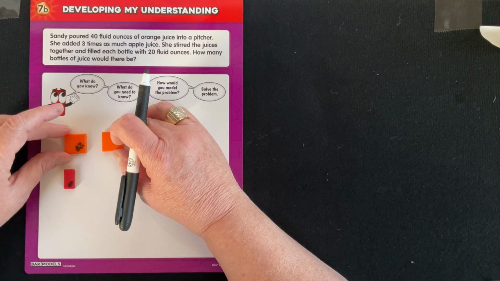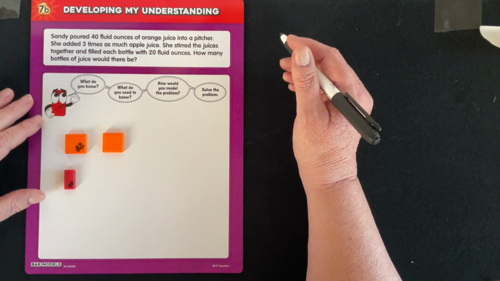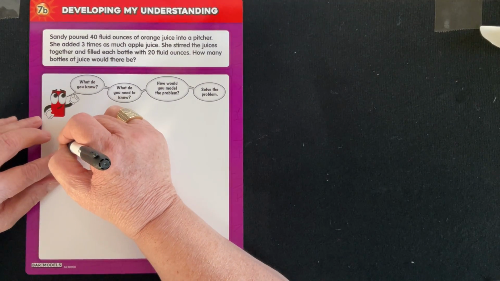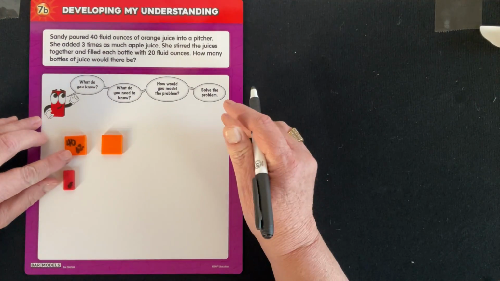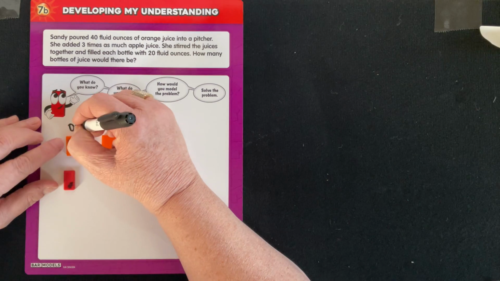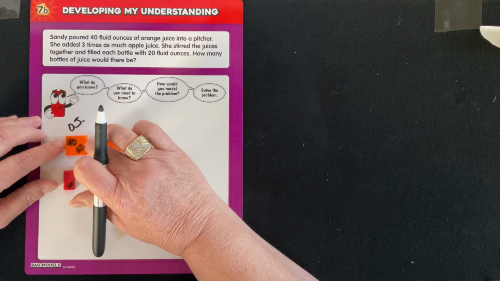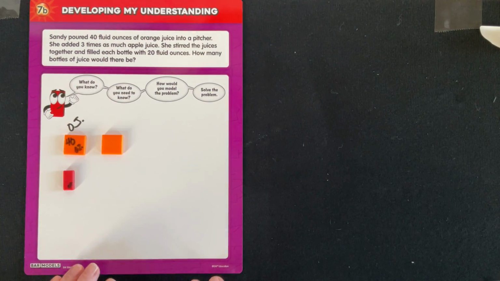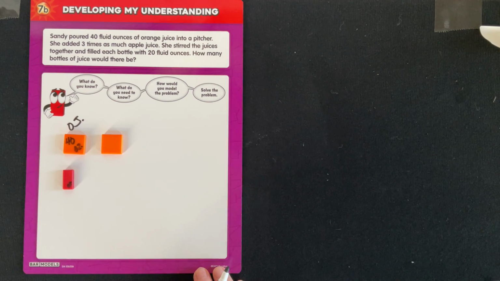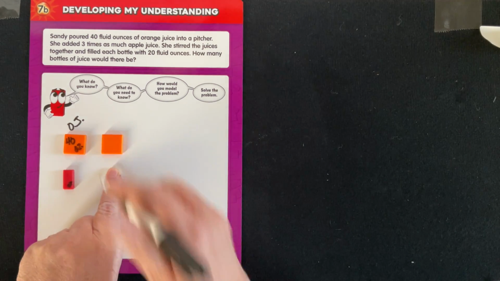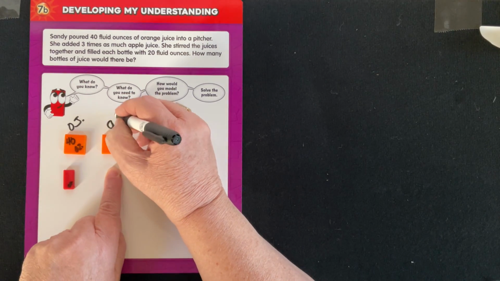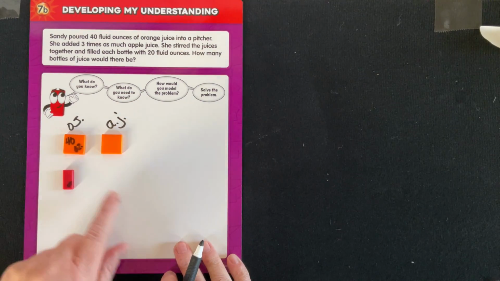The problem says Sandy poured 40 fluid ounces of orange juice. So this is the OJ right here, 40 ounces. She added 3 times as much apple juice. 3 times as much apple juice as what? Orange juice.